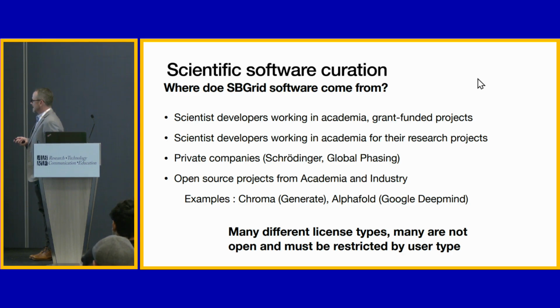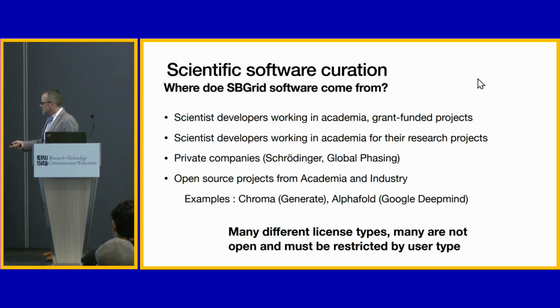Then we also have scientists who are working in academia for their own research projects who are writing software to solve their problems, publishing it, making it available, but it's not necessarily getting paid for out of their funding. They just need it to do their work. We also have a number of titles from private companies. So Schrodinger, Global Phasing makes a popular X-ray crystallography data processing suite used in pharma. And then tons of open source projects from academia and industry.